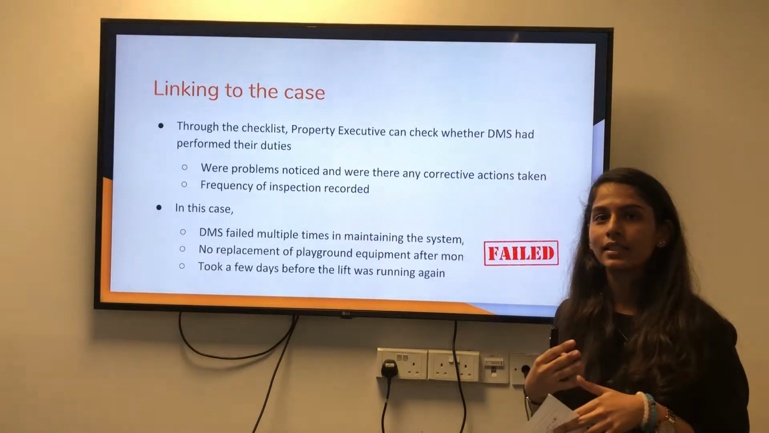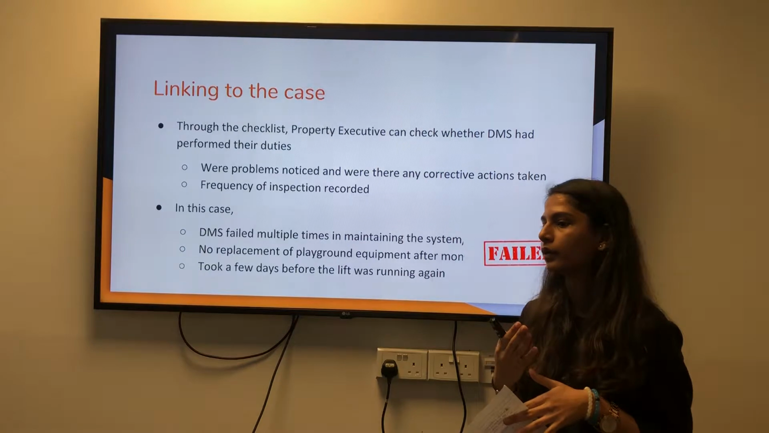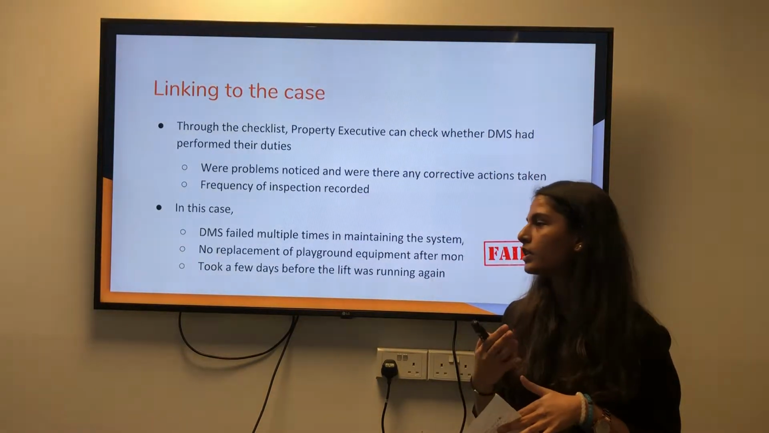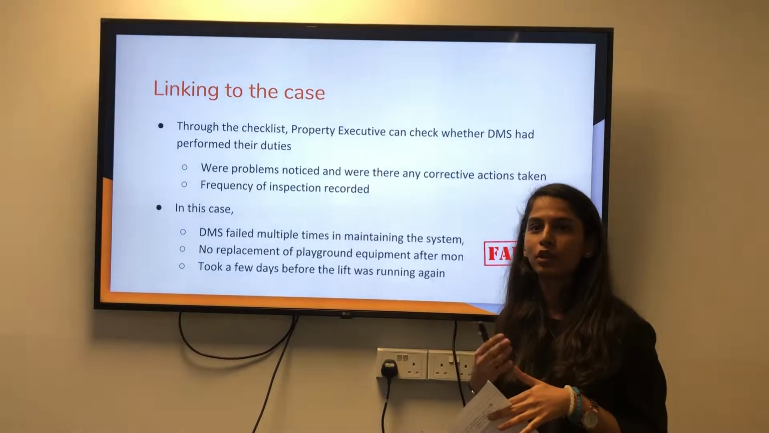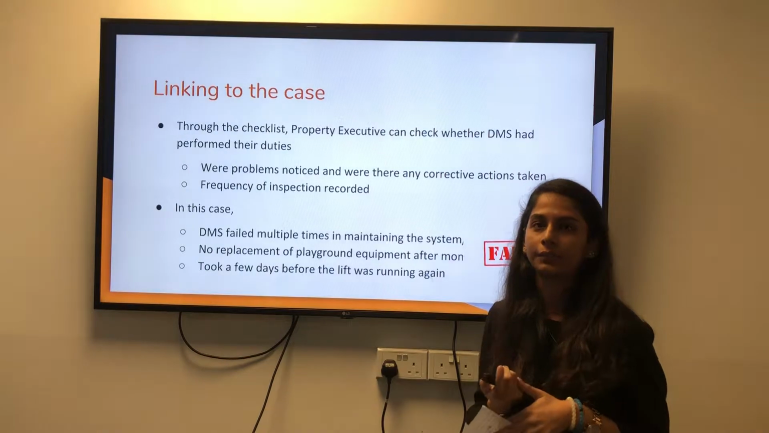But in this case, it seems like DMS actually failed multiple times in maintaining the system, because when David complained about the loose playground equipment, it was just removed, and it was not replaced after a few months. And as for the lift, it took a few days before the lift was running again.